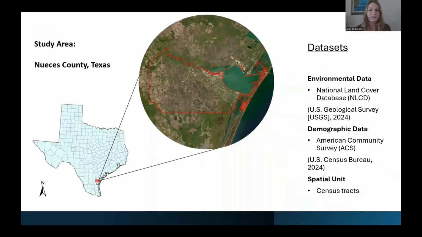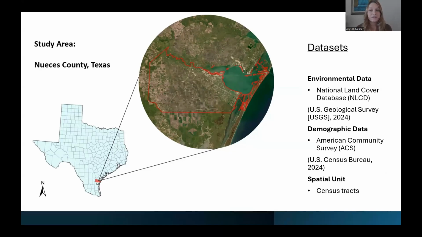The study area, as mentioned, is Nueces County, Texas, located along the Gulf Coast in South Texas. It includes the urban core of Corpus Christi, as well as suburban, industrial, agricultural, and coastal areas, creating variation in land cover and population patterns that influence heat exposure.